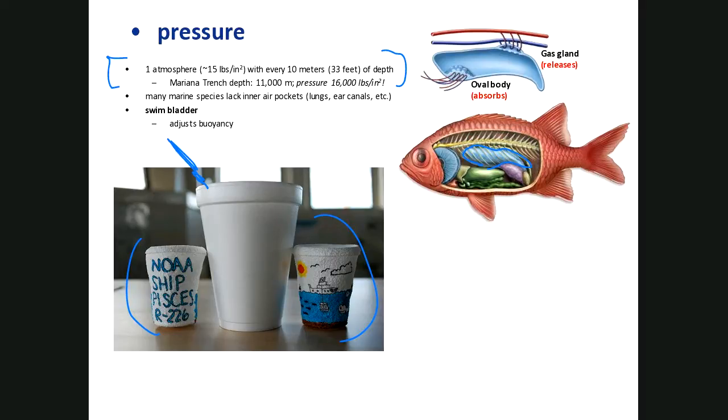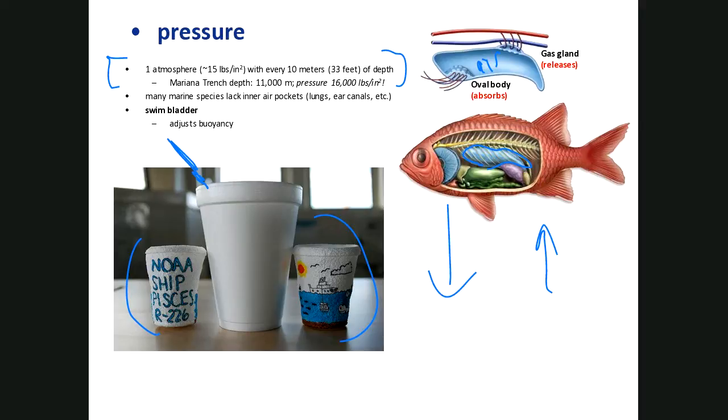The swim bladder, up above, I got a better picture, fills up with air. More air, you float up. Less air, you float down. If you're a certified scuba diver, you know that's what you do with your BC vest, right? You inflate it with air. Or if you've ever been on a float.